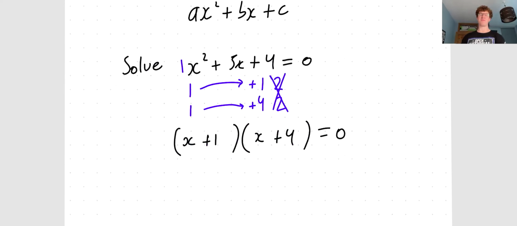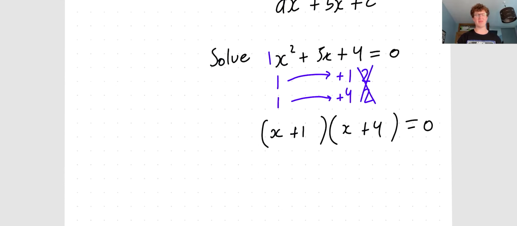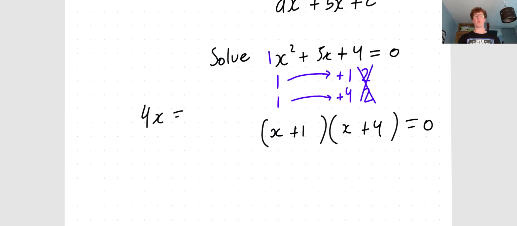Now, last step. For this to equal 0, okay? Say over here, for example, if I have 4 times x is equal to 0, what does x need to be for this equation to be true? 4 times something is 0. Well, then the something just has to be 0. The x has to be 0 for that to hold.